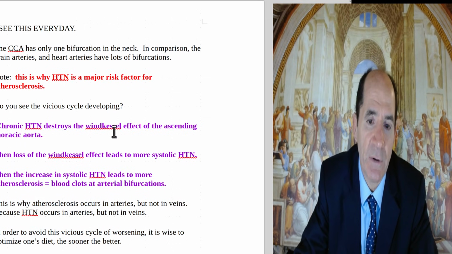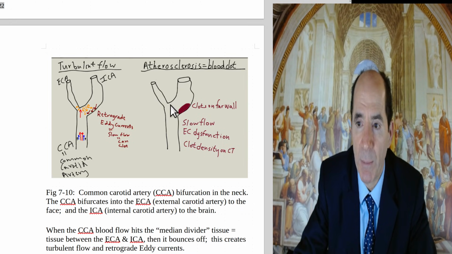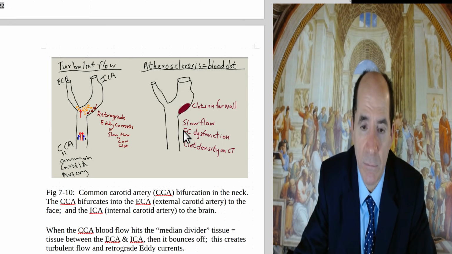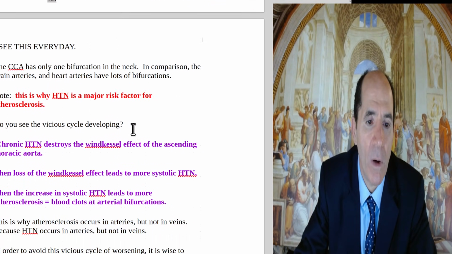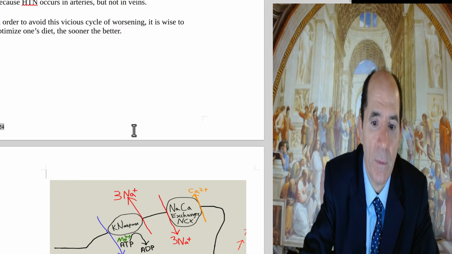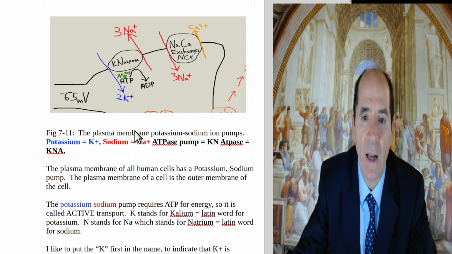Okay, and I see this every day. That's where you always get the clot forming. Atherosclerosis is a blood clot. This is where it always forms, on the side opposite the bifurcation. I see that all day long, every day. All right, so the point of that was to avoid high-fat diets.